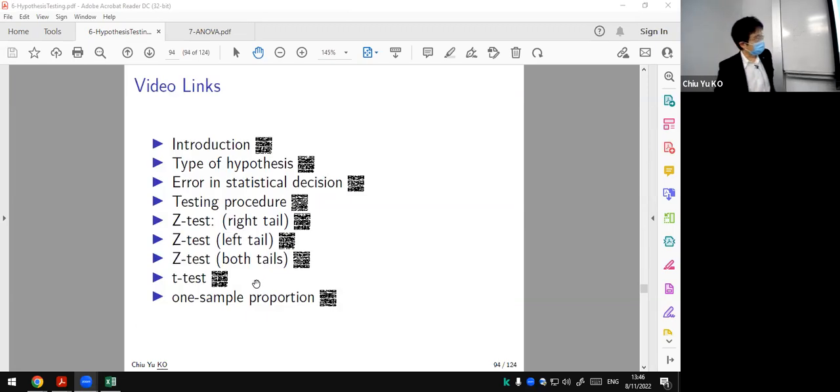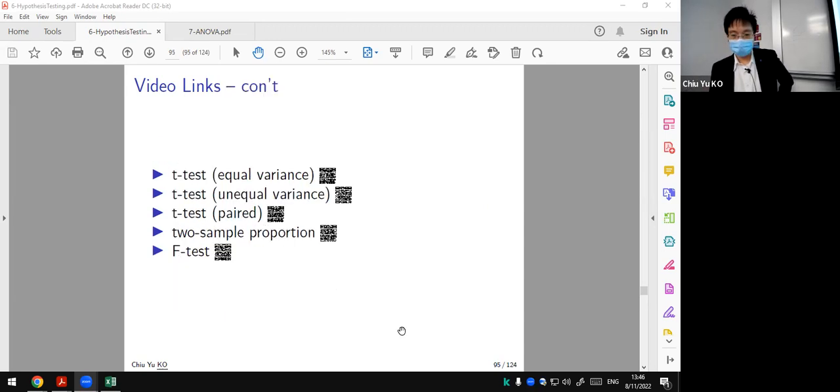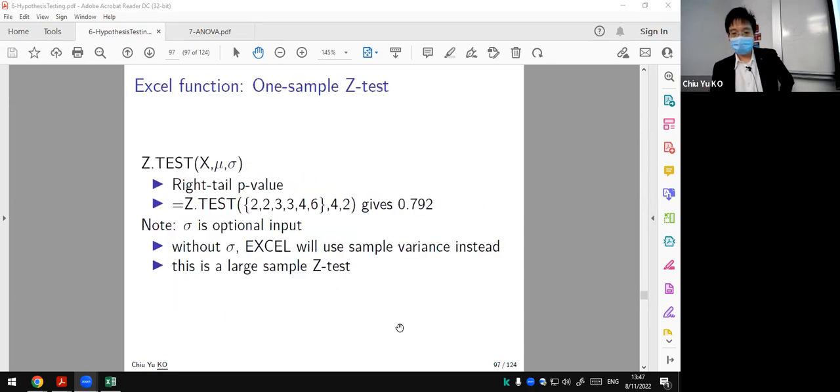So for the remaining time I will go over the Excel, and then you have time to talk about ANOVA. Here we have a bunch of links, and you can take a look if you have any issue. I want to talk about Excel because Excel actually gives you the tests you want. The first one is the function called Z.TEST.